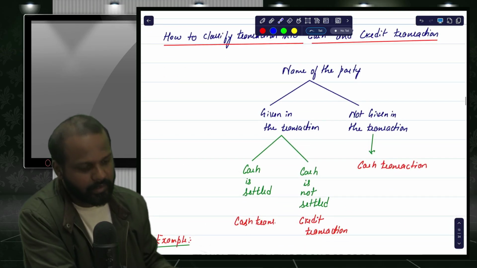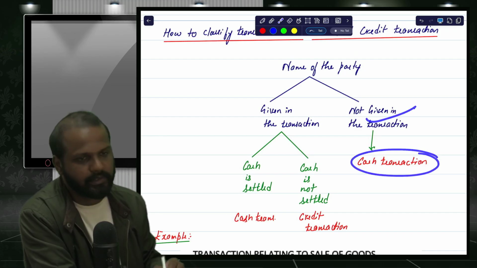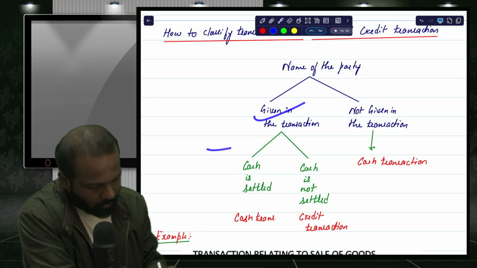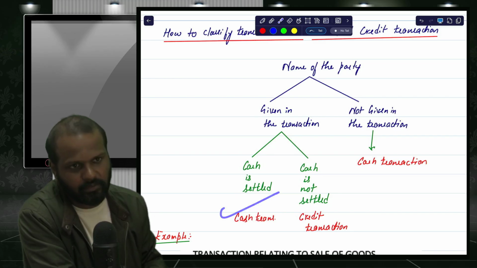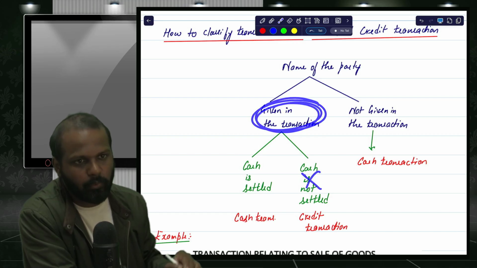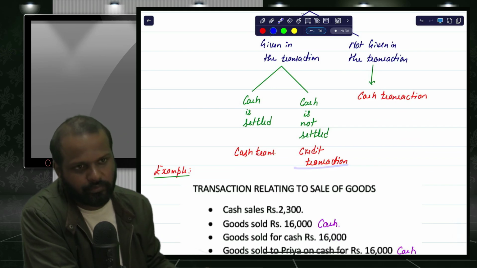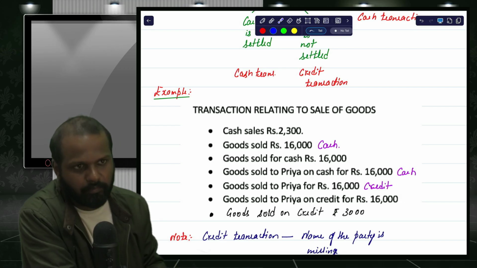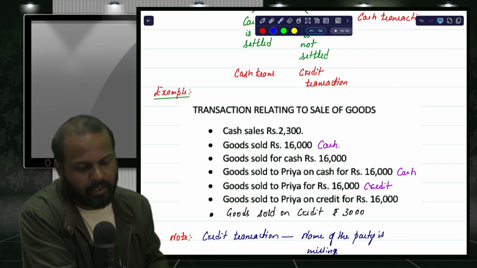So how do we understand? If the name of the party is not given, then it's a cash transaction. If it is given and along with that they have told cash is being received or paid, then it's a cash transaction. If just the name is given, and nothing is told about cash being settled or not, then it is a credit transaction. Now let us see a few examples and try to classify them into cash and credit transactions.